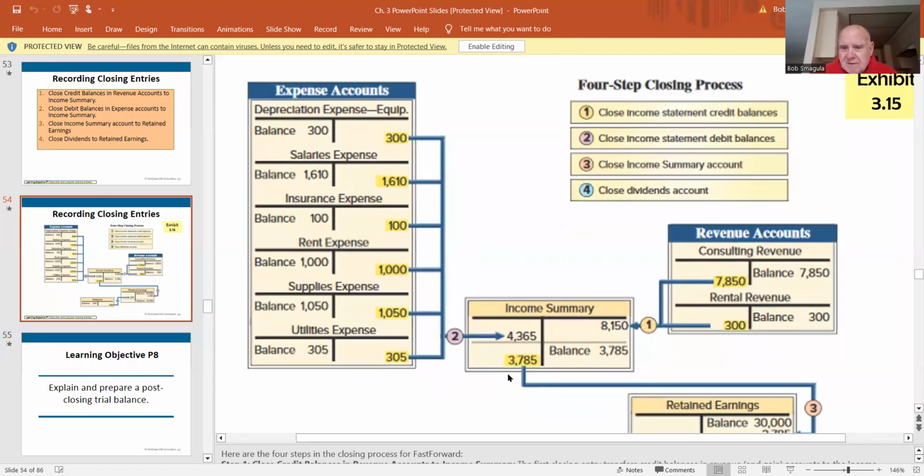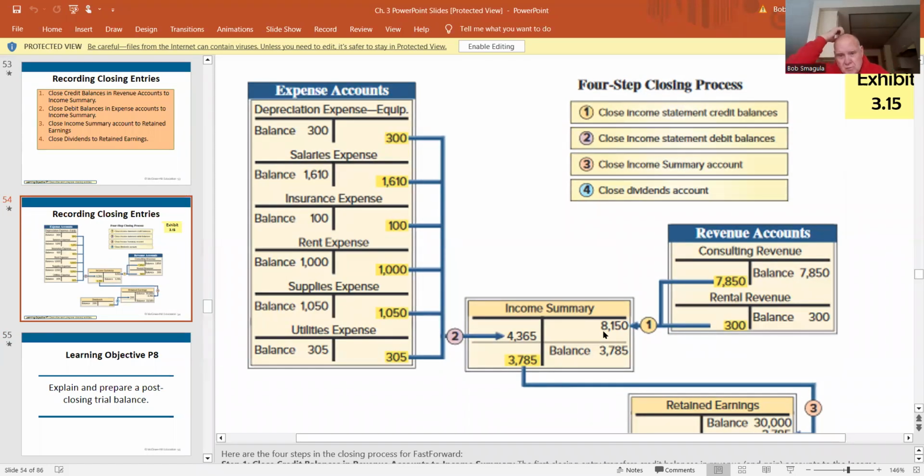Let's start with the revenue. This business had 2 revenue accounts. So they're giving you a 4-step closing process, which you should have in front of you when you're doing your homework. Close income statement credit balances. Take a look. Consulting revenue was $78.50. The rental revenue was $3. We have to close them to income summary, and that gives you a total of $81.50.